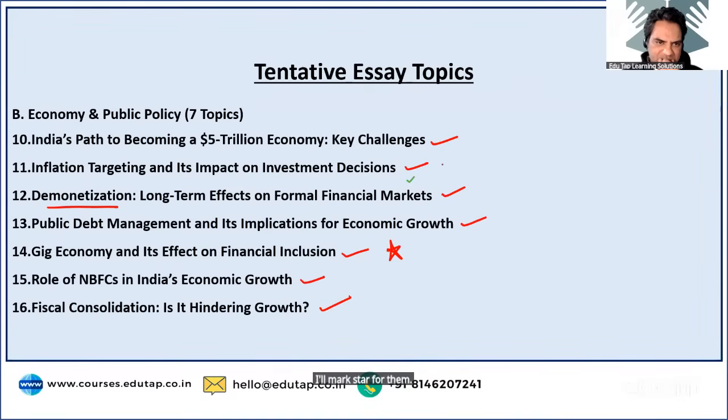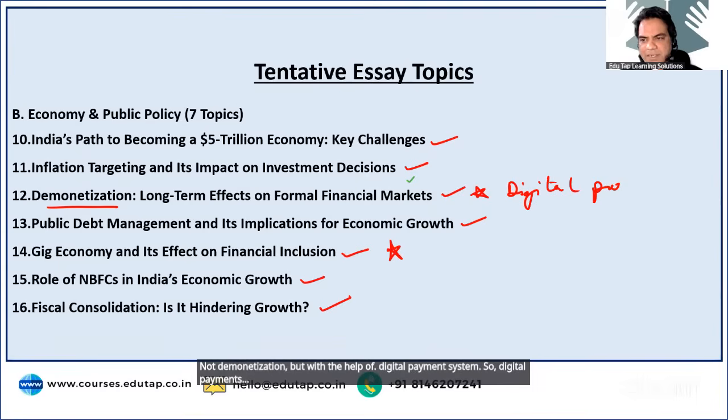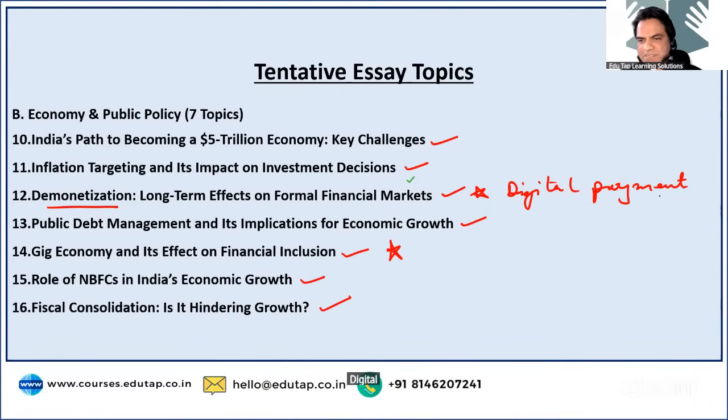Inflation targeting, inflation से हो सकता है, its impact on investment decisions. SEBI is about market security, right? Demonetization, now this can be asked, not demonetization, but with the help of digital payment system. So digital payments, long term impacts and on formal financial markets. So digital payment system इस पे आ सकता है.